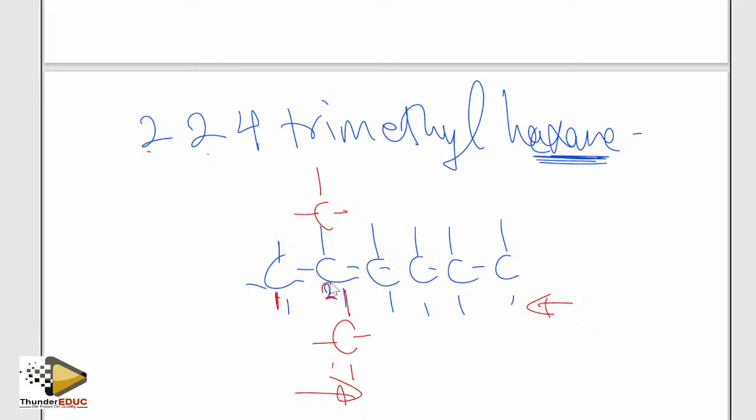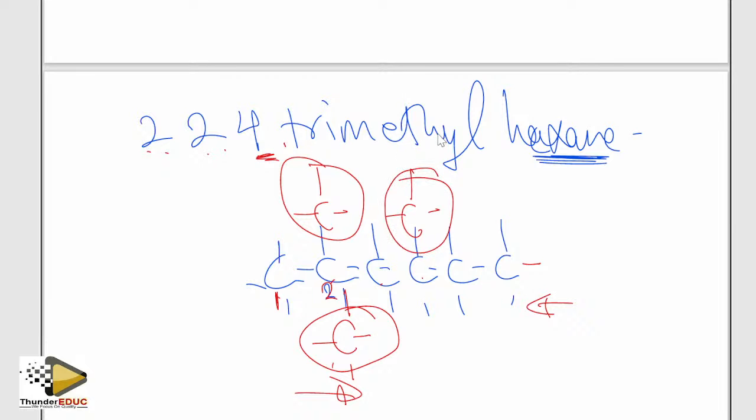Therefore, it's going to be 1, 2, 3, 4. We have another methyl on carbon atom number 4. You see? And then they're saying trimethyl: 1, 2, 3. The first methyl and the second methyl both on carbon atom number 2, and then the third methyl on carbon atom number 4. And the longest chain or main chain is 1, 2, 3, 4, 5, 6. So basically, that's how we draw the structure formula for that compound.